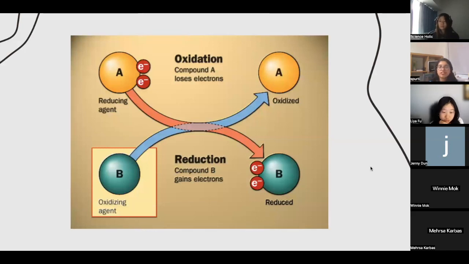Here to show the diagram of a reducing agent. So basically oxidation takes place and a substance loses electrons. And next slide, please.